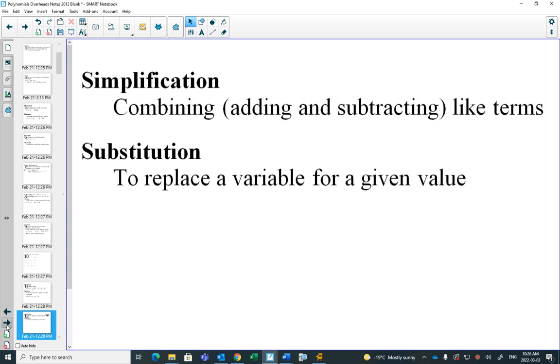Simplification. We talked about like terms. In algebra, we say that something is simplified when everything that's alike is put together. Okay?